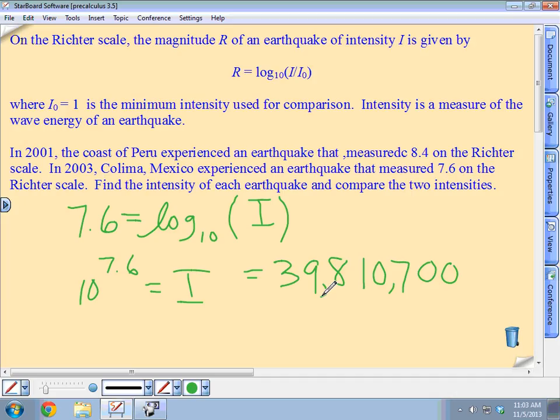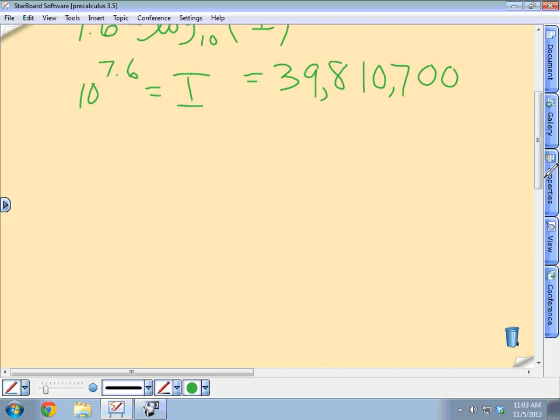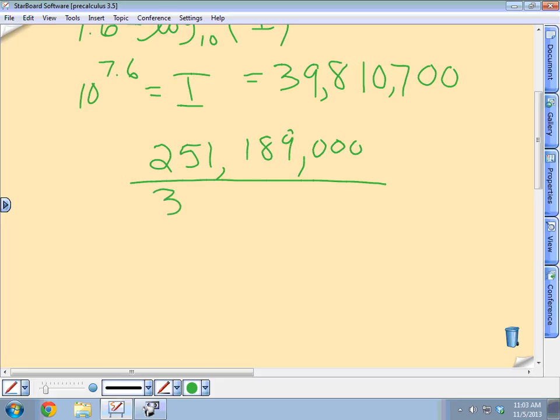Okay, so now I want you to compare the two. Did you write them down as we went? Yes, I have it in my calculator. What was the first one? 251 million something. That one is way bigger than the other one. Okay, and what was the one in Mexico? I got it right there, 39 million.